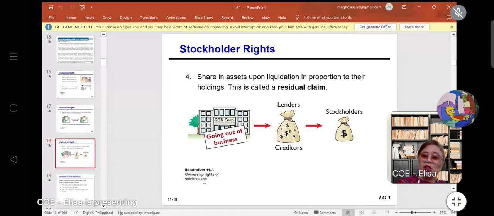So there is also the residual claim. The residual claim is whatever is left when the business goes out of business. They sell the properties, and if the properties are sold higher than the book value, so the liquidation value is higher, less payment to lenders, whatever is left is the residual claim. And the stockholders are the rightful owners or claimants of that residual claim.